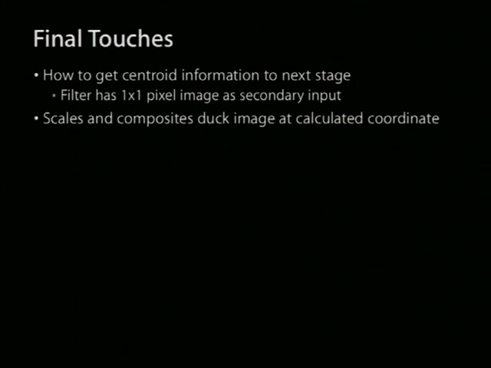And the last step is the duck. It has a filter which takes the video frame, and it has a secondary image, which is that 1 by 1 pixel image, which is the found coordinate. And then it scales and composites the duck appropriately.